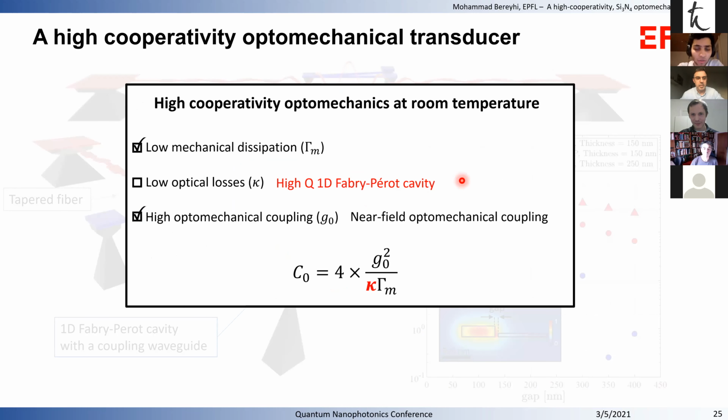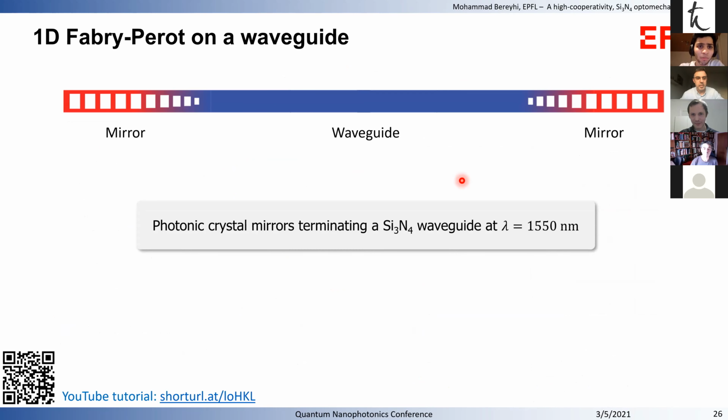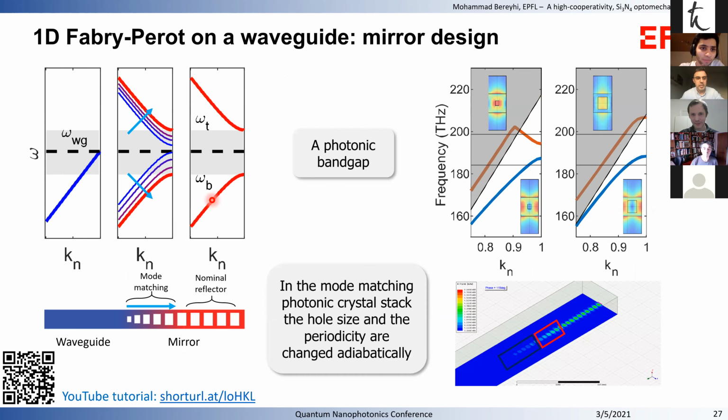Looking at the last element of the puzzle of the transducer, which is the 1D Fabry-Perot cavity, our design is fairly simple. It's a single mode waveguide terminated by 2 photonic crystal mirrors at 1550. We use adiabatic mode matching to match the mode of the waveguide to the mirror to open a photonic band gap at around 1550. In case you're interested in knowing more about the technical details of these simulations, I put a link and a QR code of a workshop we organized at EPFL a few years ago, where I talk about photonic band gaps. In case you're interested, you can have a look.